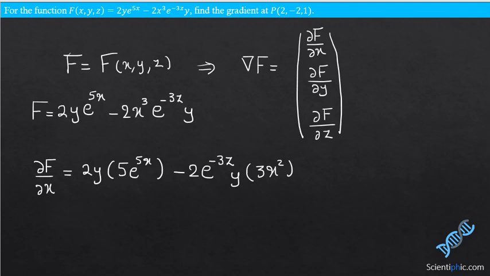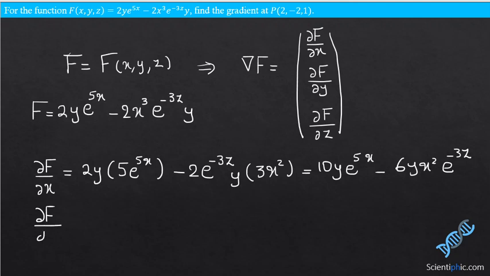And if I simplify this expression, it would be 10y e to the power of 5x minus 6y x squared e to the power of minus 3z. Okay, so with this being done, we go to the second part.